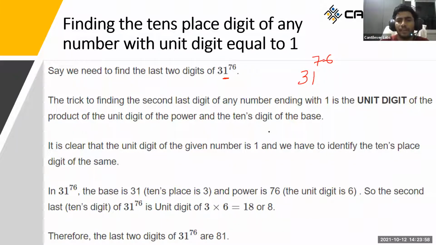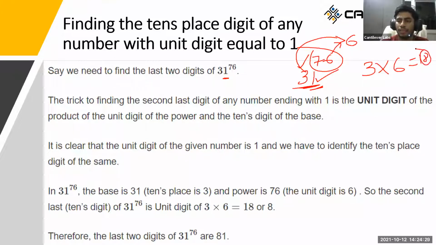It is clear that here the unit digit is 1 and we have to identify the tens place digit of the same. So in 31 raised to the power 76, the base here is 31, and on the tens place we have 3 and on the units place we have 1, and the power is 76 whose unit digit is 6. So the second last digit of 31 raised to the power 76 would come down to 3 multiplied by 6, which would be 18. So we'll just use the last digit, which is 8. Therefore, the last digit would be 1, and the last but one digit would be 8, which we can see here.